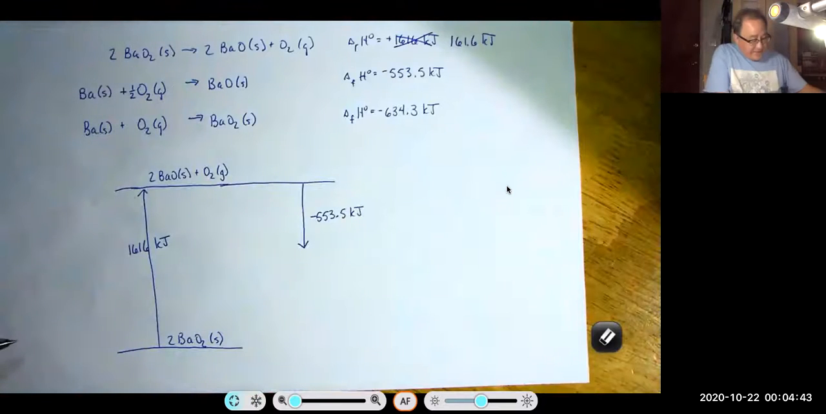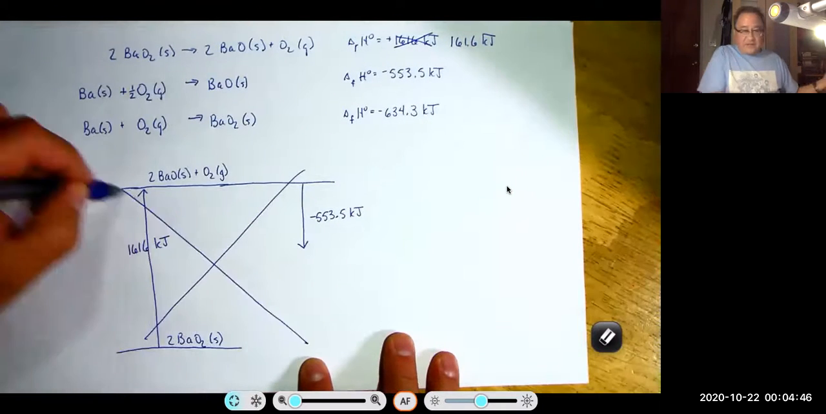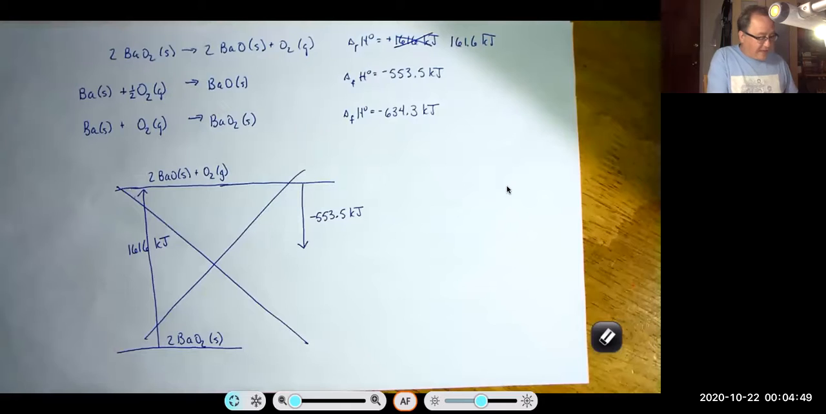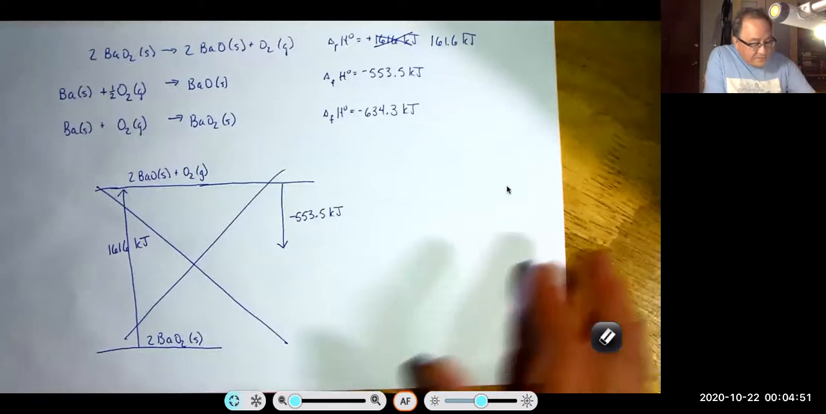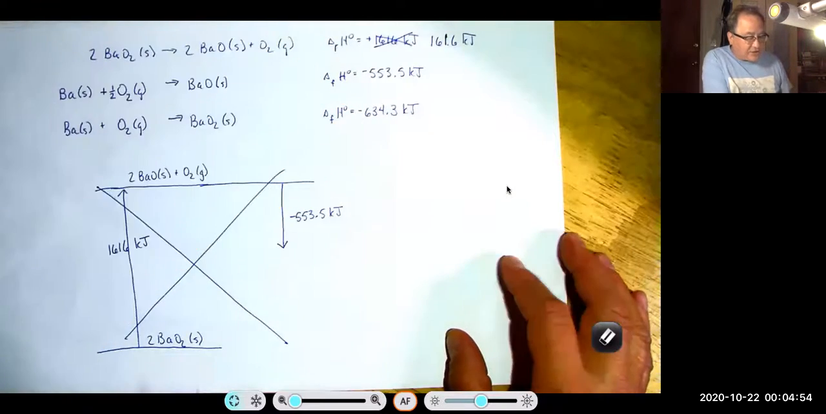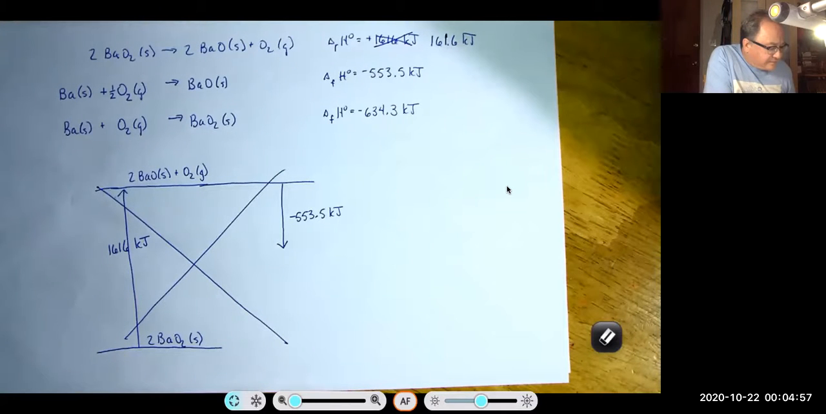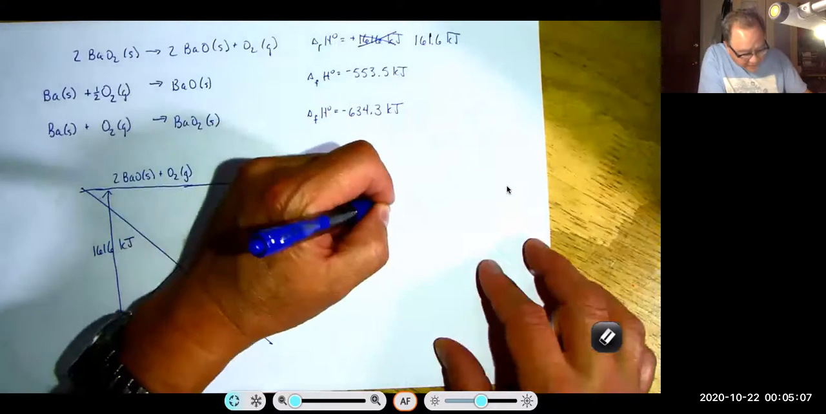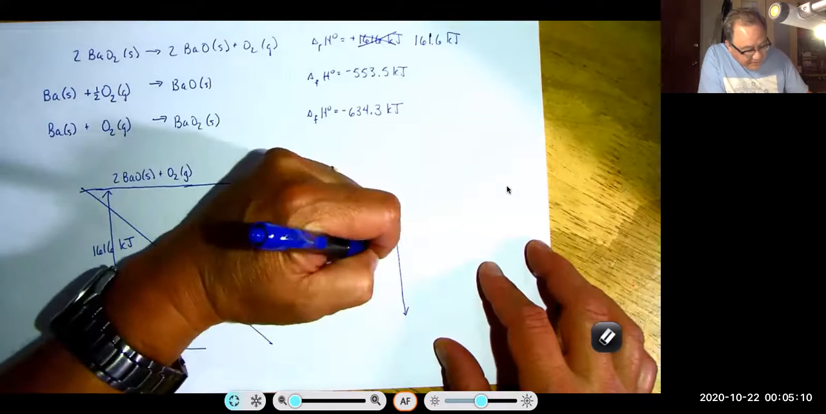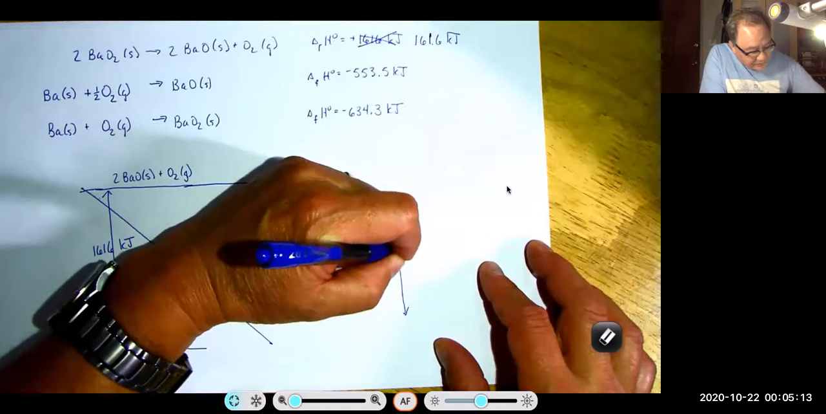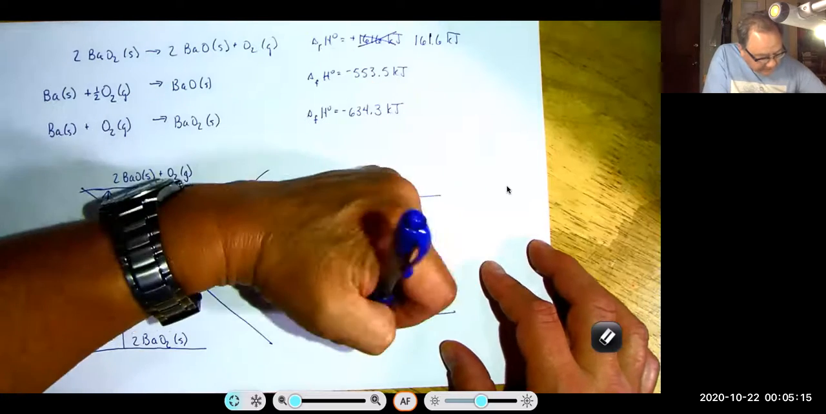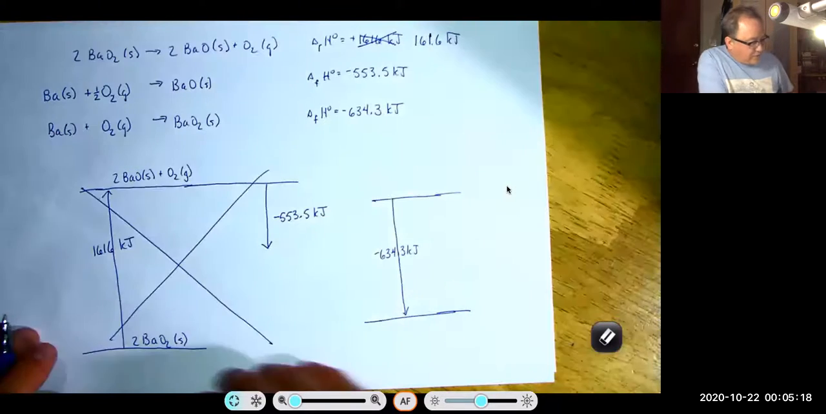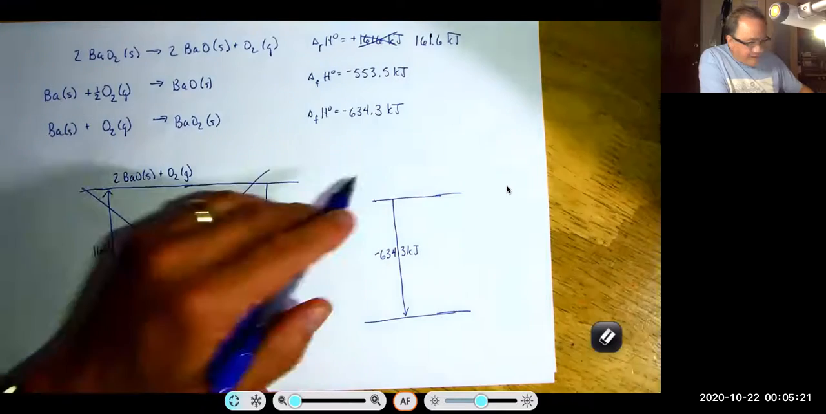And now I need to take my energy level diagram and I'm just going to cross it out because I don't want to erase all of that mess. So now I'm going to start over. Now, which of these is the largest? Looks like this one is, right? So I'm going to draw an arrow down. How big? Minus 634.3 kilojoules. And I'm going to put this value down first.